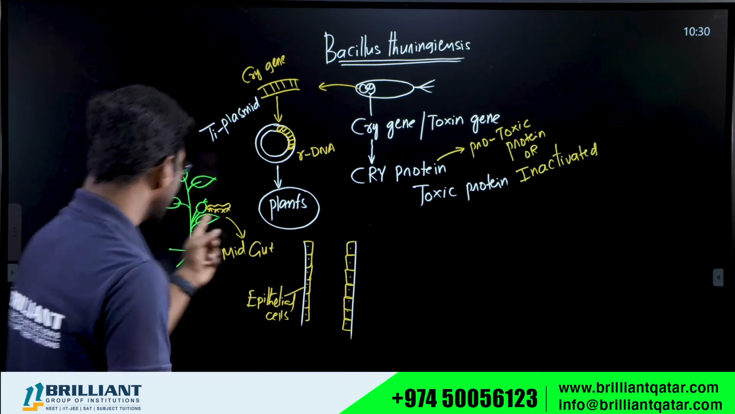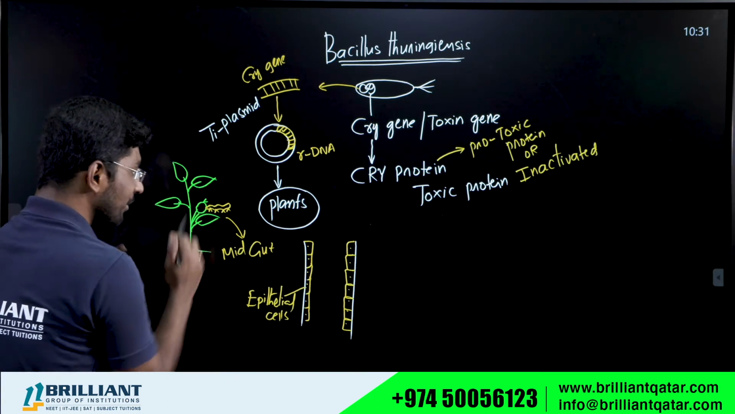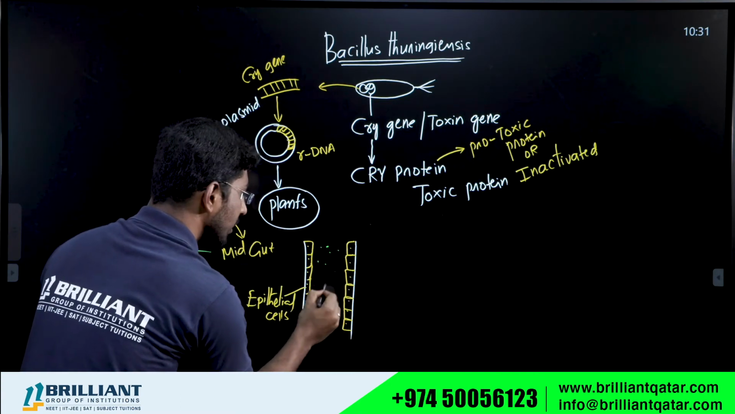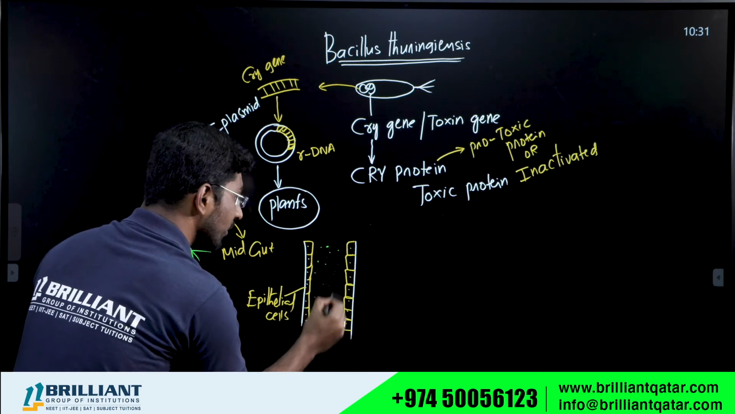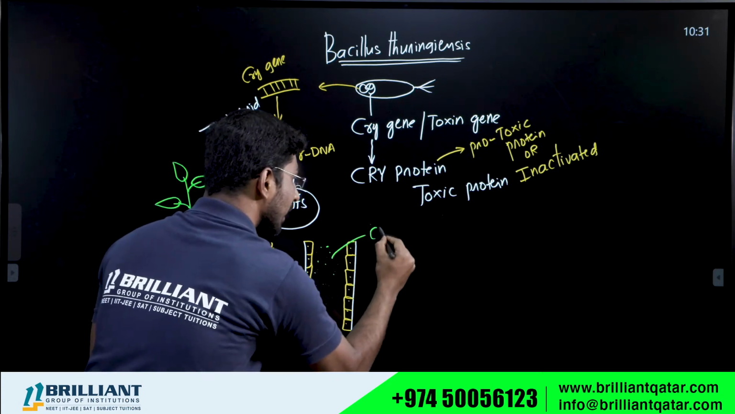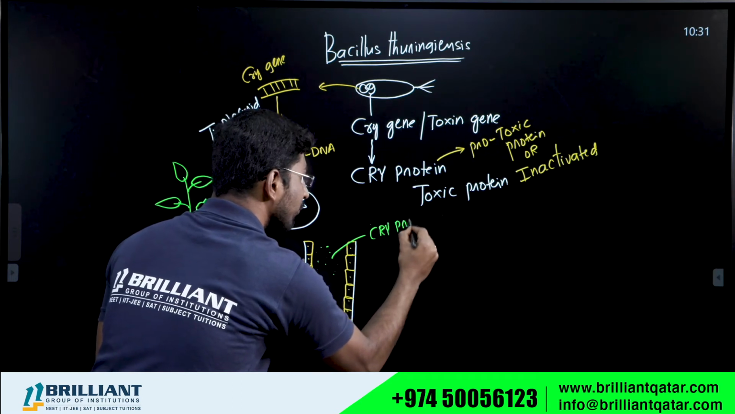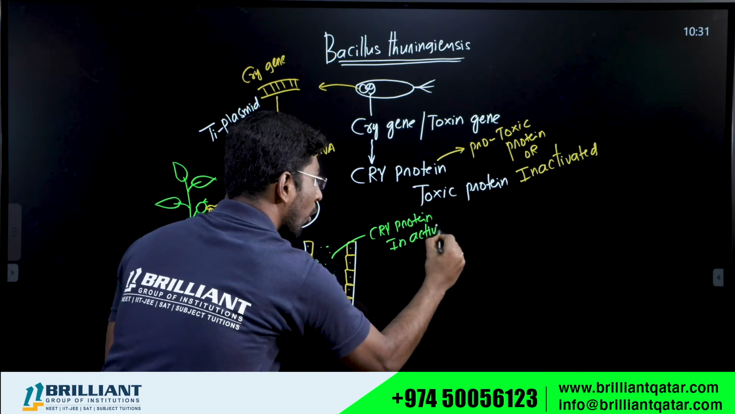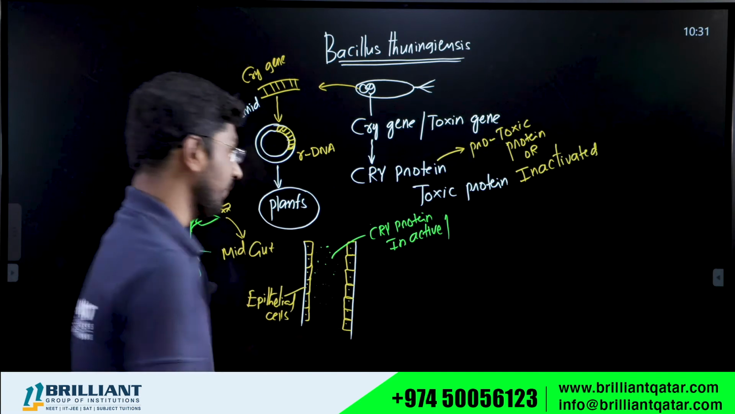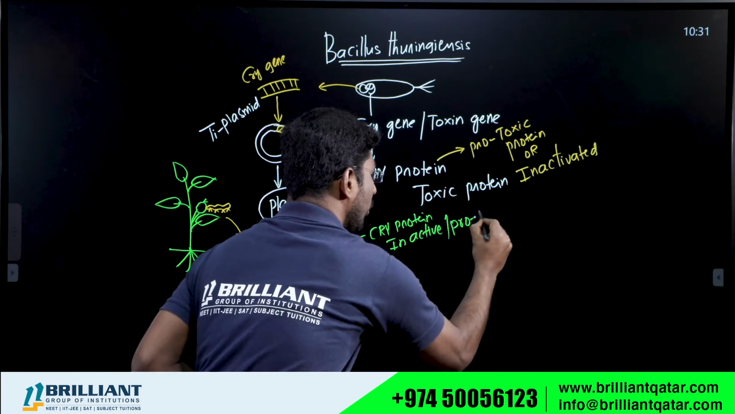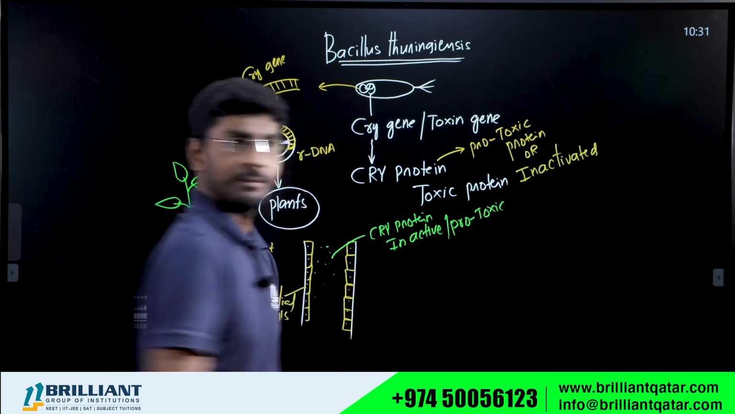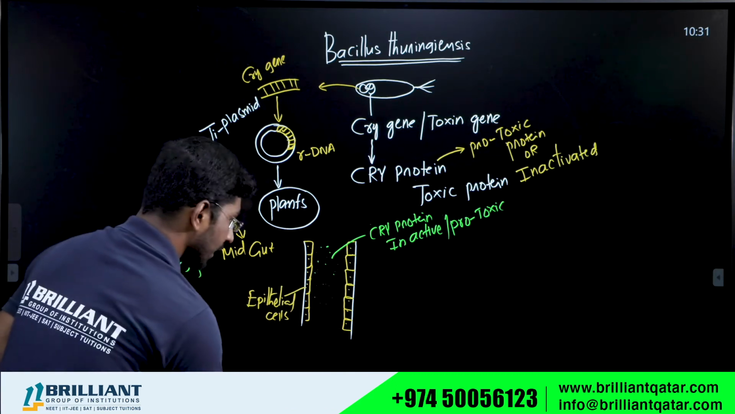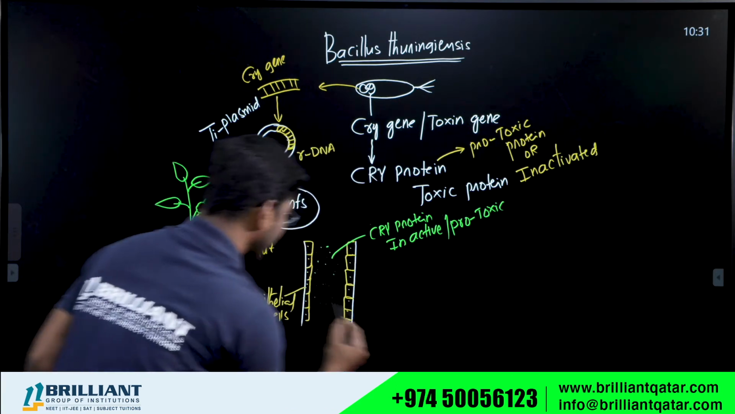The plant part. Look here, this caterpillar is already biting and taking the plant part. So here, what is there? Plant parts for the digestion. And CRY protein is also here. You got my point? So which protein is there? CRY protein also here. In which stage form? Tell me. Inactive, or we can also say protoxin, or protoxic stage.